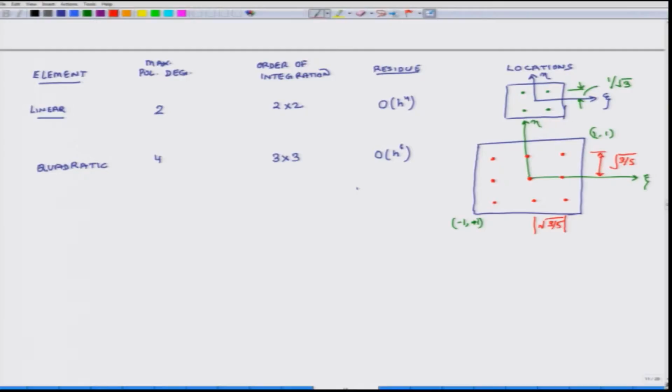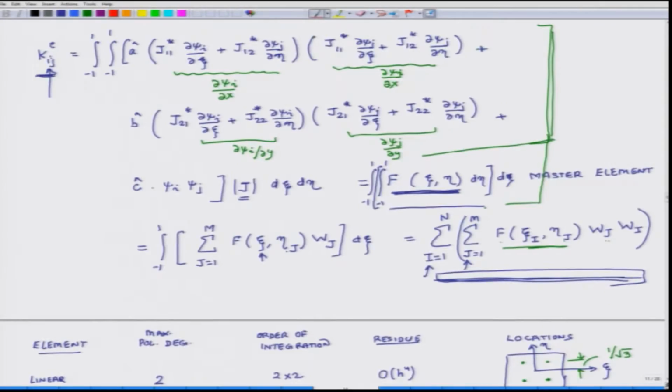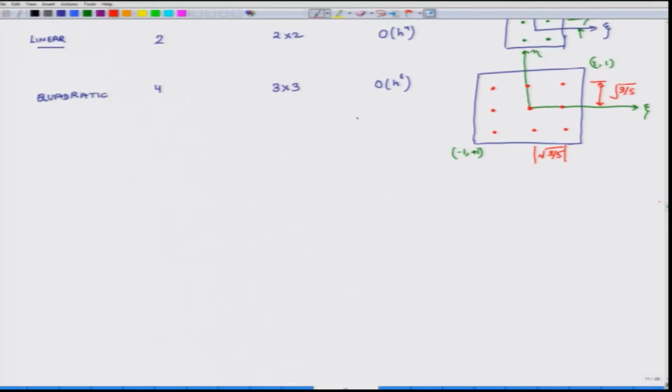So here capital M and capital N are 3. And if I have an even higher order polynomial, I can go up to cubic quadrature. Here I can handle up to 6th order polynomials. Here I have 4 by 4, that is 16 quadrature points, and the residue converges at h to the power of 8. It is extremely fast convergence, and let us look at it.